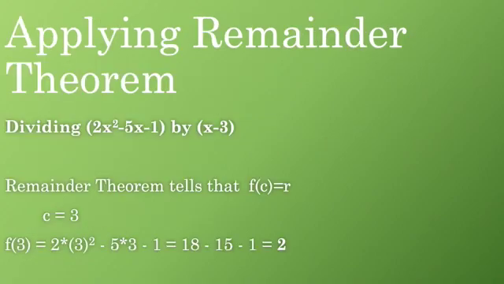Let's revisit the example we did previously, 2x squared minus 5x minus 1 divided by x minus 3. Instead of doing division, the remainder theorem tells us that we evaluate f of c equal to r. In the context of our problem, this means that if we evaluate 2x squared minus 5x minus 1 at x equals 3, f of 3 should be equal to 2. Let's give it a try. Substituting in our 3, we can see that the remainder theorem checks.